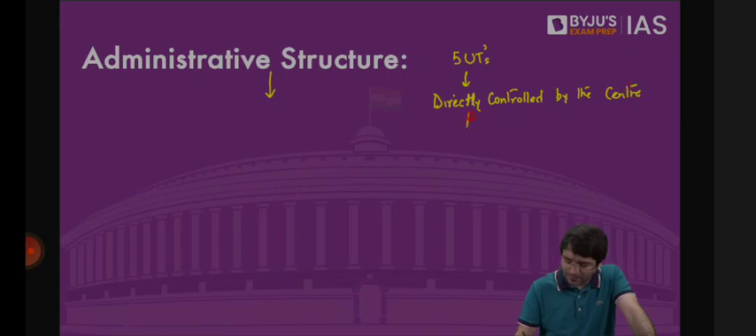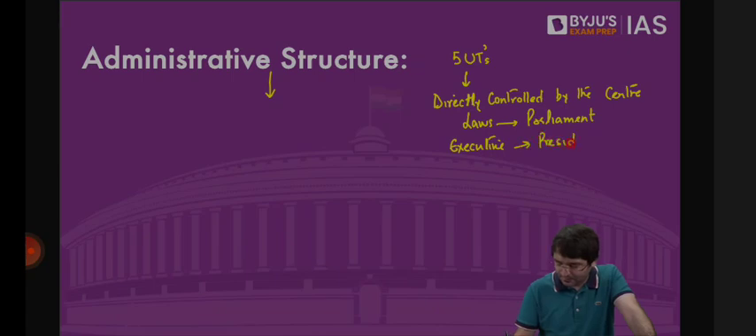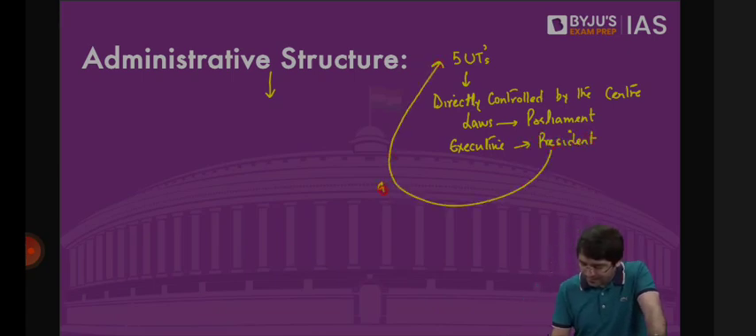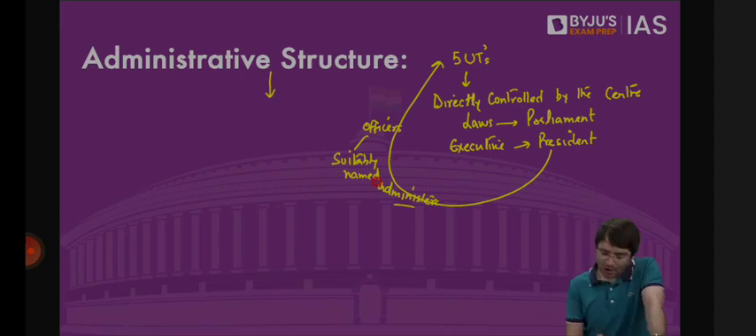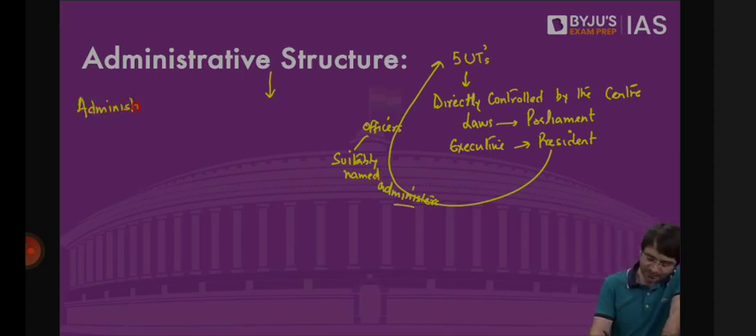Laws are made by Parliament. And the executive head is the president. And this president administers these 5 union territories through his officers who are suitably named. That means suitable designation is given to these officers. Officers can be administrators. Officers can be lieutenant governors. Officers can be chief commissioners.